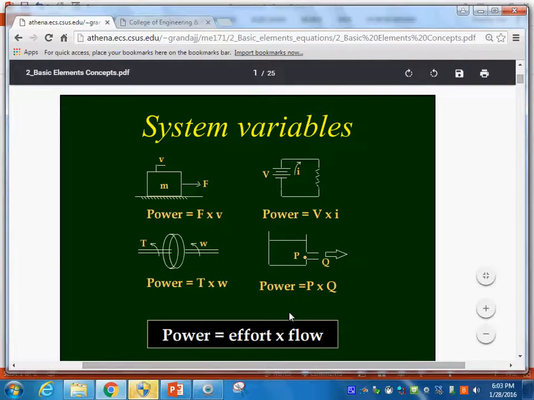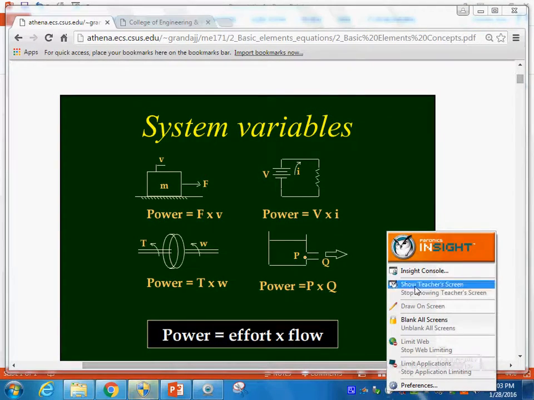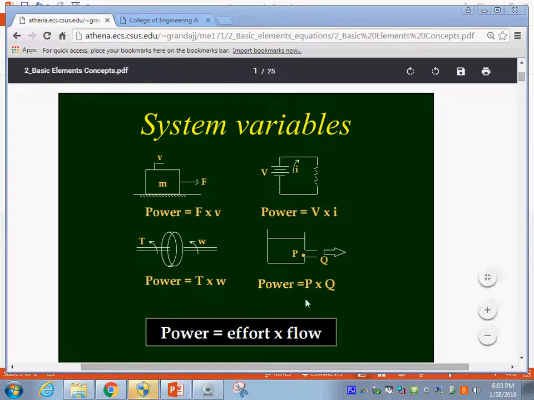Domain means a set of variables within the realm of systems in one domain. Like in this case, we are doing mechanical, electrical, rotational, and hydraulic systems. Perhaps let's see over here. That would be a little easier here.